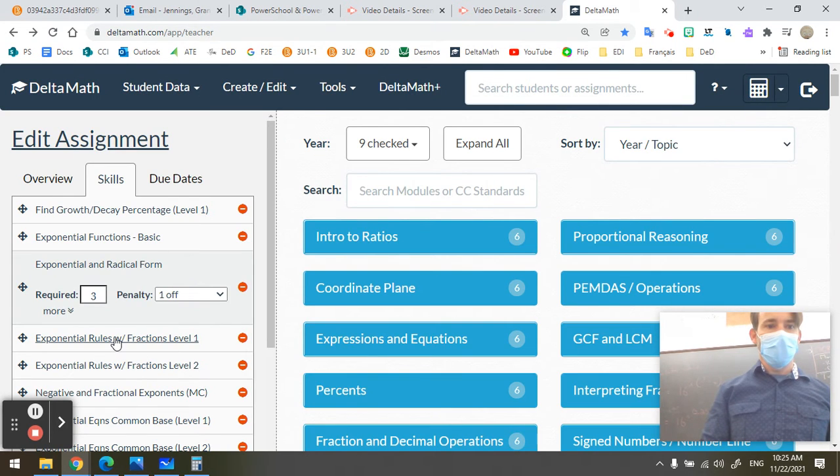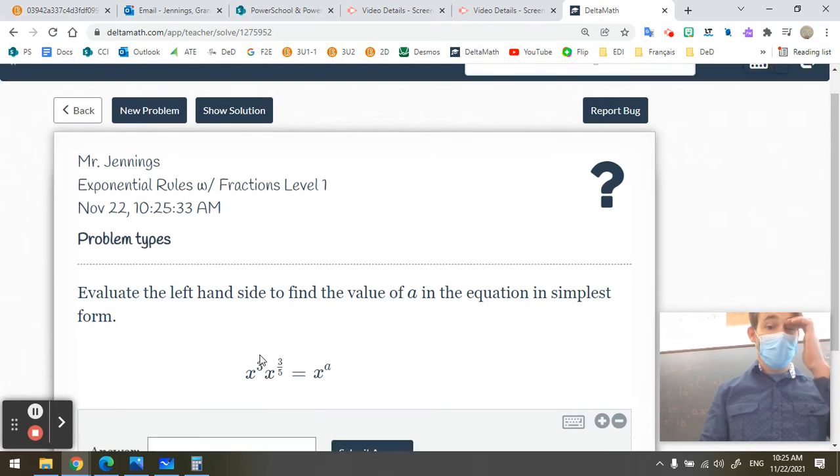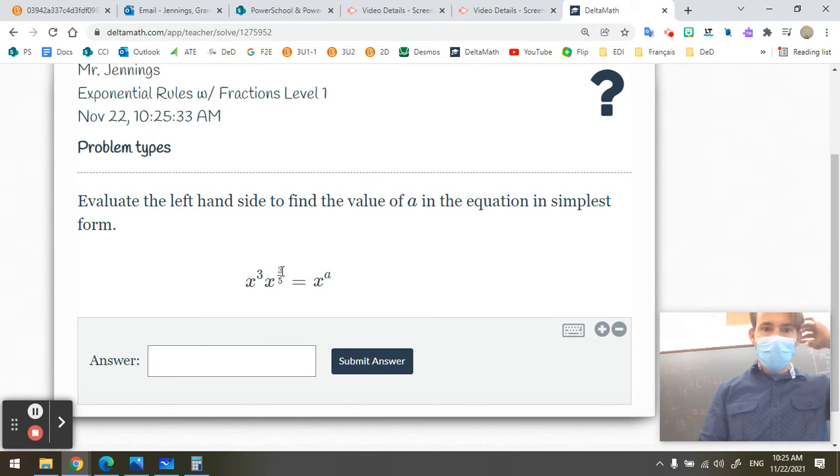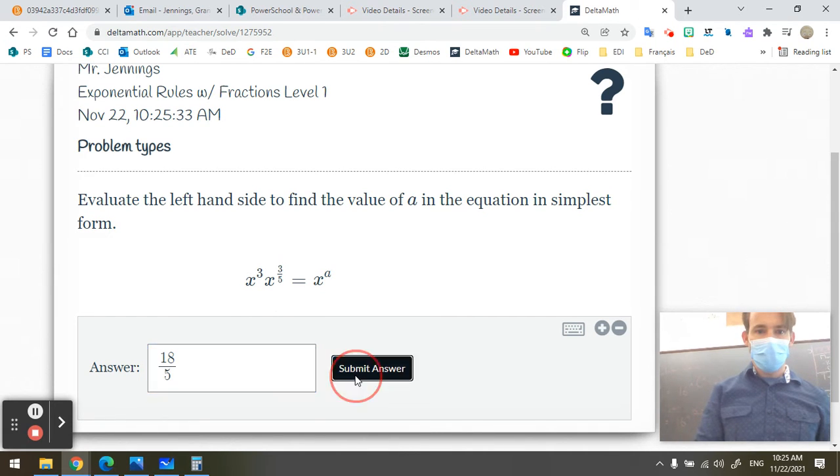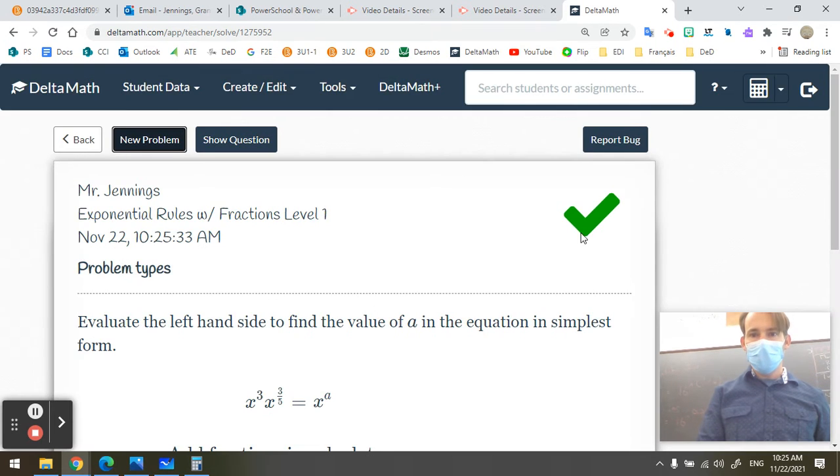So we looked at that. Exponential rules with fractions. If I have x to the 3 multiplied by x to the 3 over 5, and that's equal to x to the a, what is that? Well, that's x to the 9 over 5, because I multiply the powers. No, it's not. I add the powers. Haha, I almost made a mistake. So I add 3 to 3 over 5. That'll be 18 over 5. So this would be 18 divided by 5. Submit answer. Yes. Hooray.